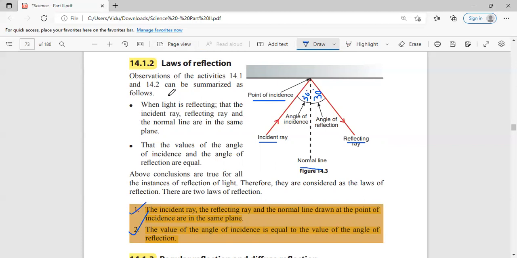I'm going to do the types of reflection in the next session. There are two types of reflections, regular and diffuse. I'm going to do those in the next session.